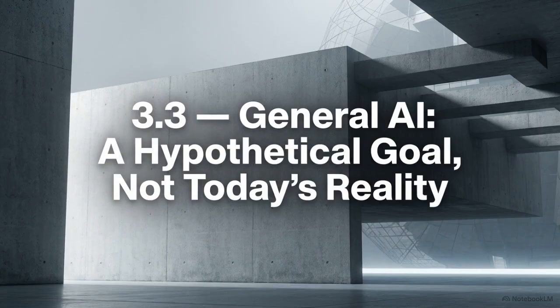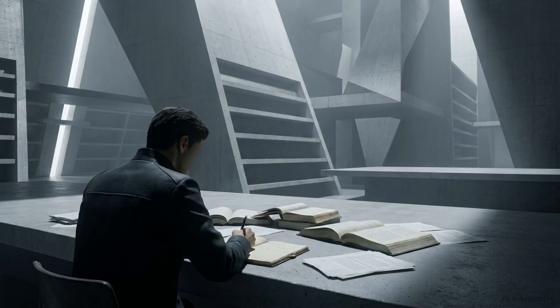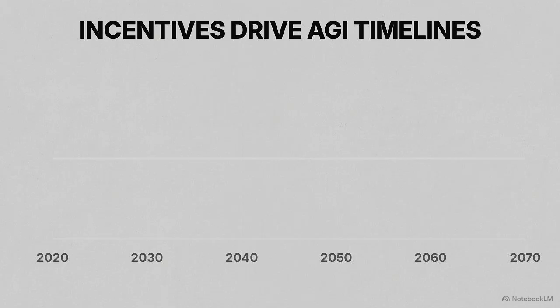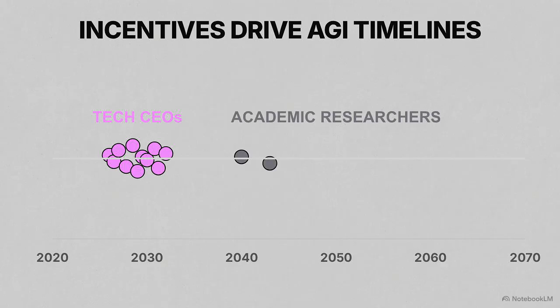3.3. General AI, a hypothetical goal, not today's reality. Artificial General Intelligence, or AGI, would be a system capable of learning new skills from scratch, just like a person. Again, no such system exists. If you look at predictions for when AGI might arrive, the timeline splits. Tech company CEOs often forecast its arrival between 2026 and 2032. Academic researchers typically predict much later dates, like 2040, 2050, or suggest it may never happen at all.